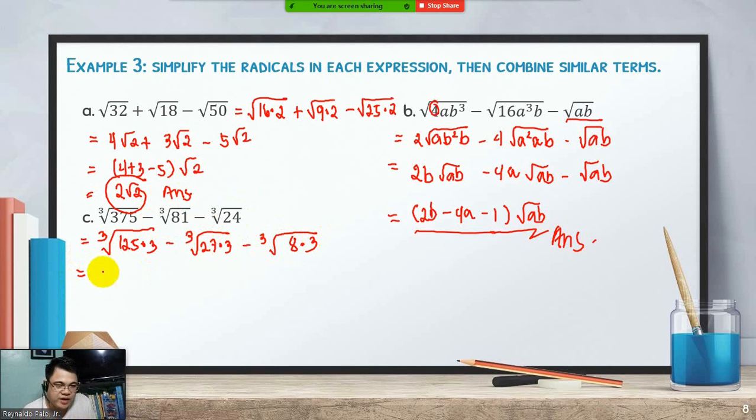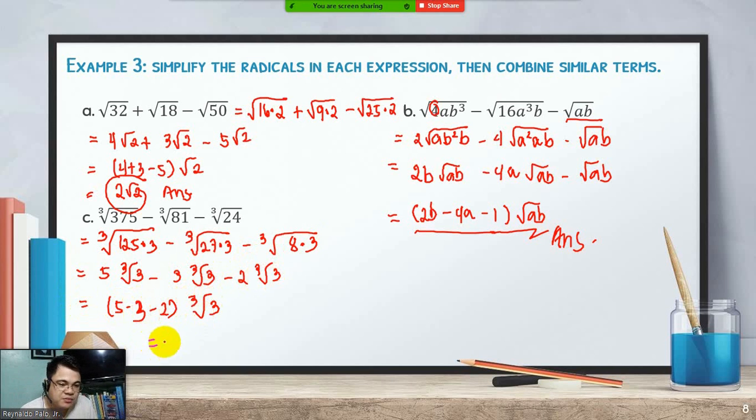Then simplify. Cube root of 125 is 5 cube root of 3, minus cube root of 27 is 3 cube root of 3. Then cube root of 8 is 2 cube root of 3. So as you can see, they are already similar, therefore we can combine. 5 minus 3 minus 2 cube root of 3. So 5 minus 3 is 2, minus 2 is 0, of course. This will be your final answer.